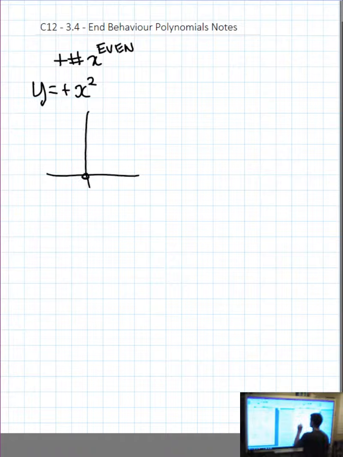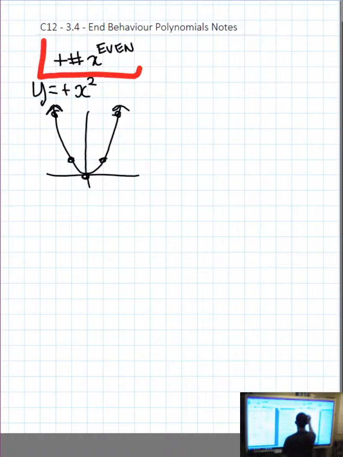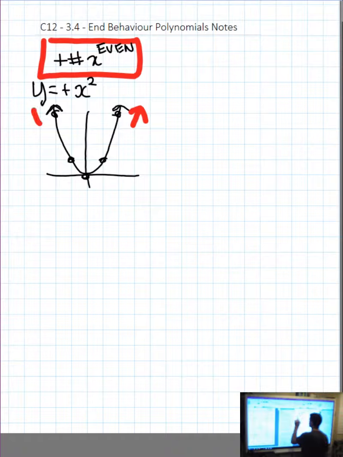So remember, 0 squared is 0, 1 and negative 1 both squared are 1, and 2 squared and negative 2 squared are both 4. So we have our parabola. Now, all I really care about in this definition is if I have a positive x to the even. Because if I have a positive x to the even, I know that in quadrant 1 and in quadrant 2, both those arrows go up.